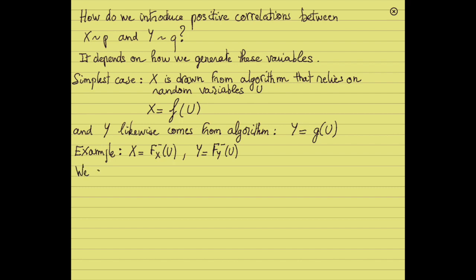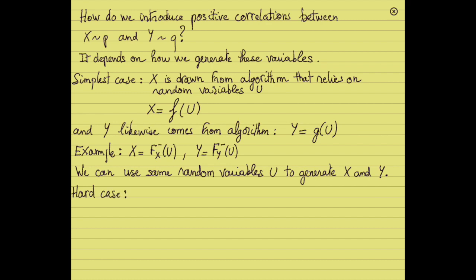And so in that case, the natural idea would be to use the same random variable u in the generation of x and of y in order to introduce correlations between x and y. So that's what's usually called common random numbers. Now it's not always applicable.